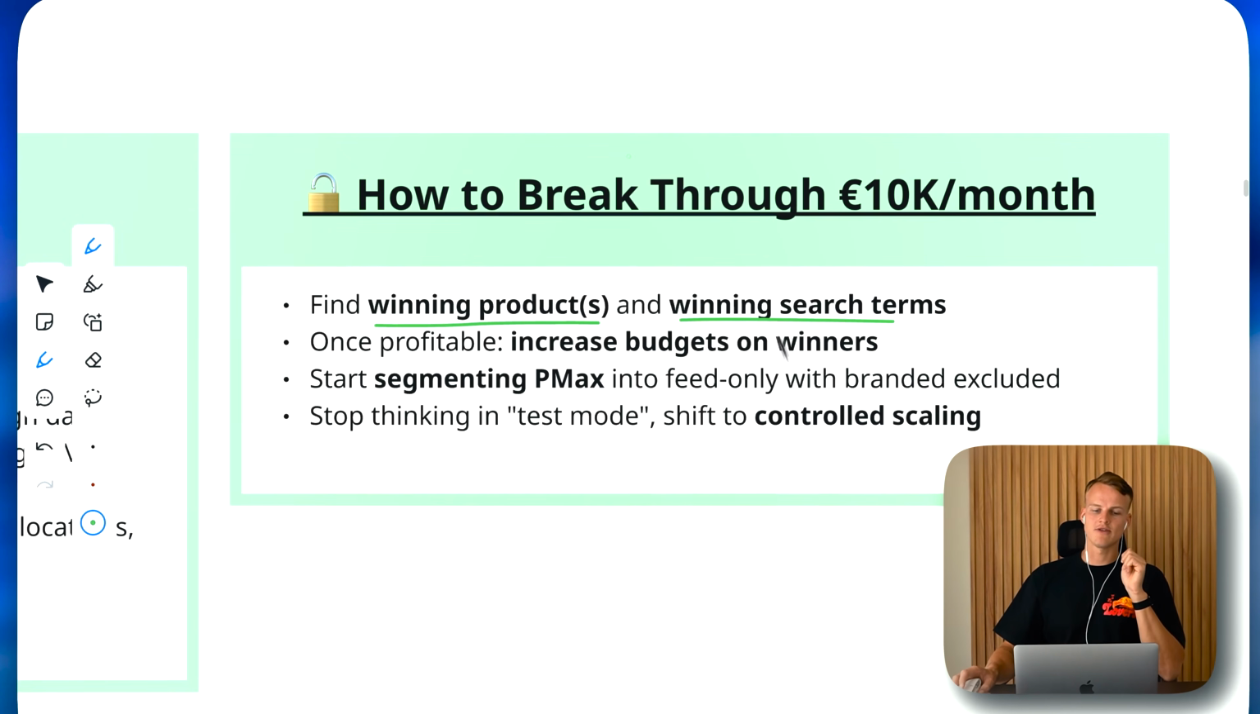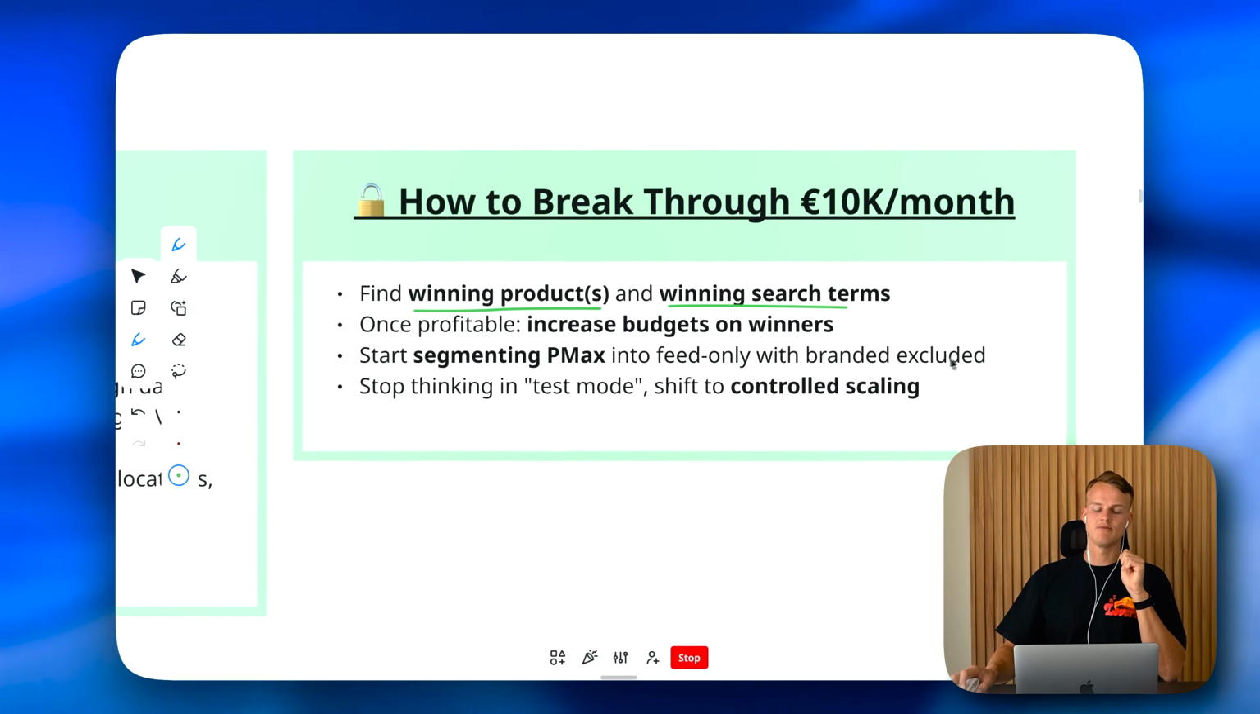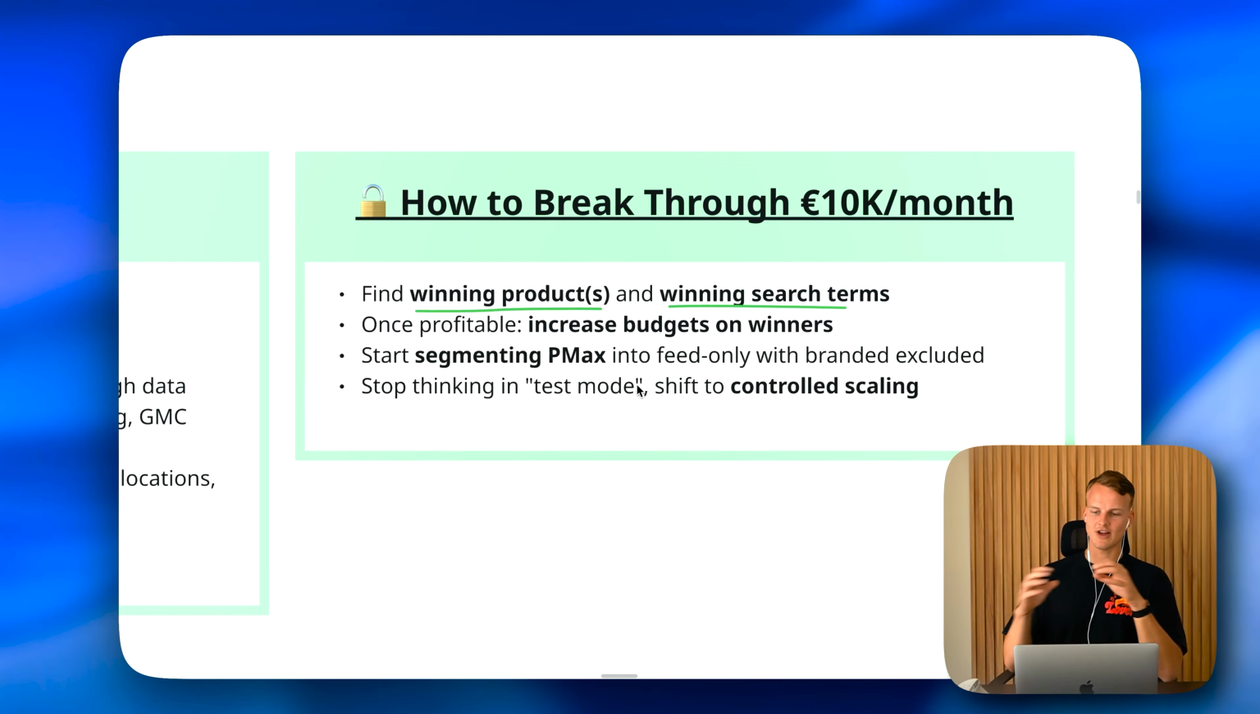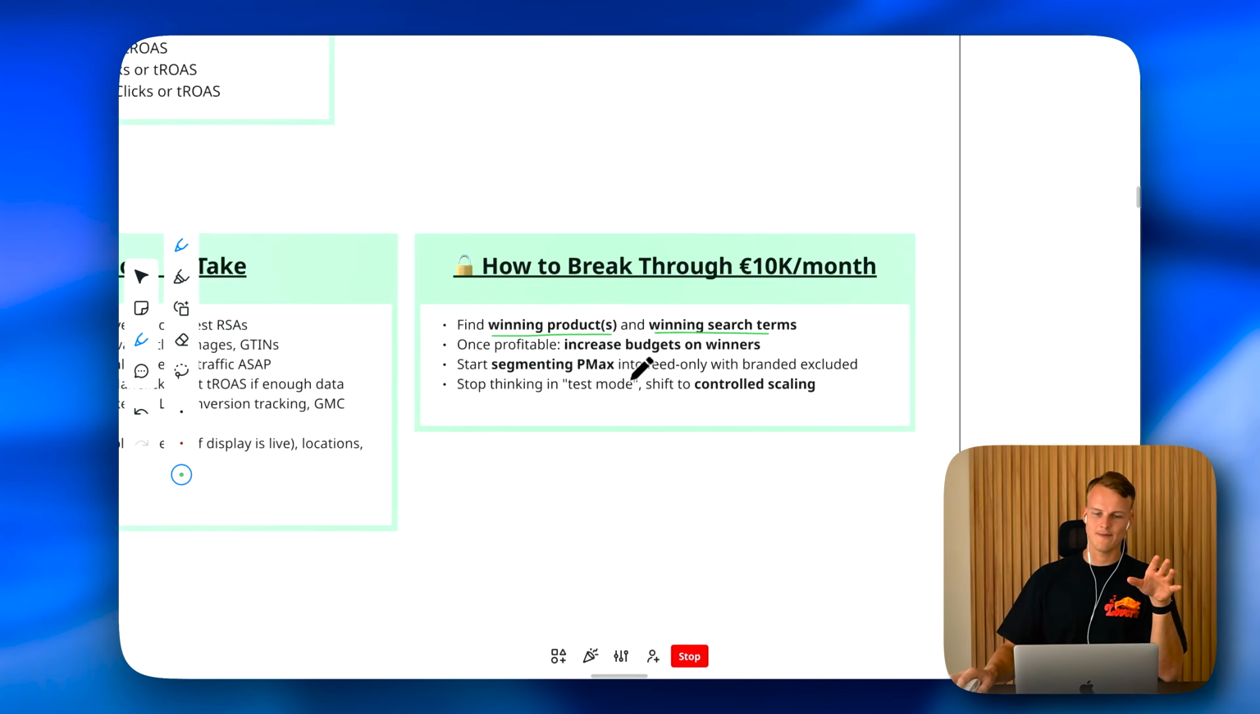Start segmenting your Performance Max into feed only with branded excluded, which is the next stage, which is how to break through the 10K a month mark, obviously. And stop thinking in test mode. So you want to shift to controlled scaling. If something works, use that, and then stop testing around too much, right?